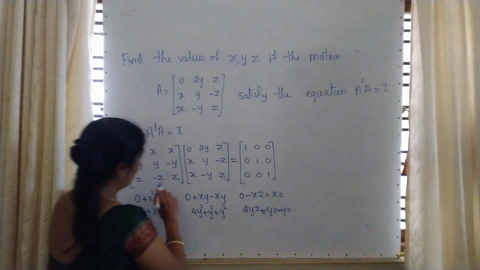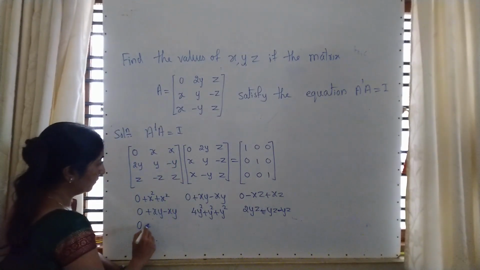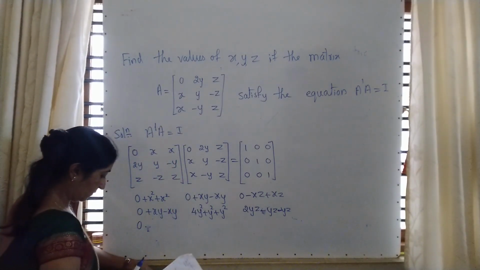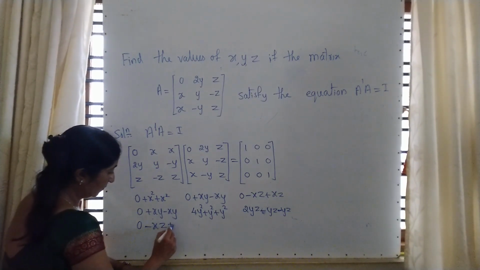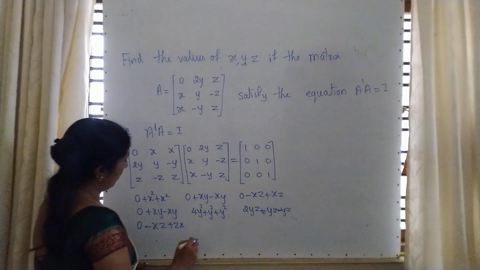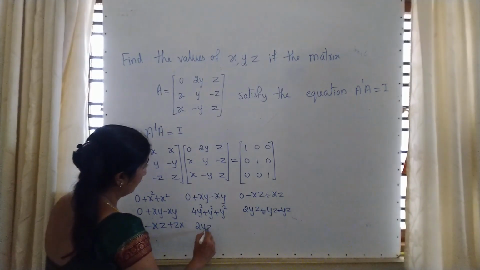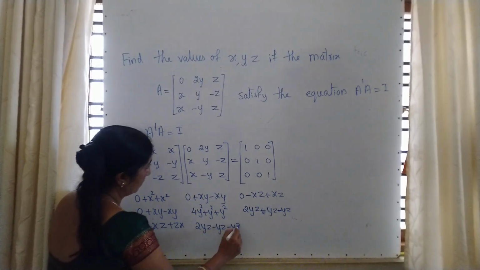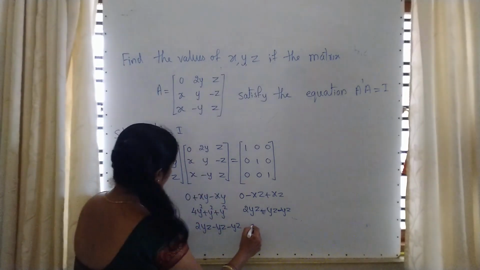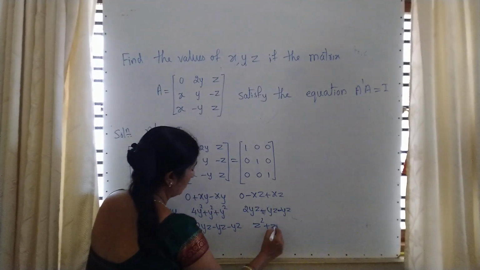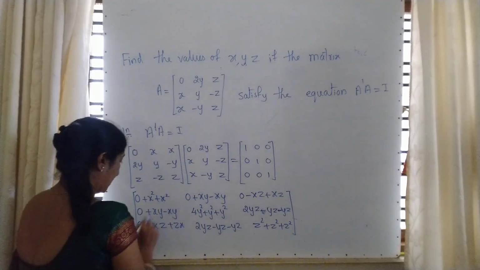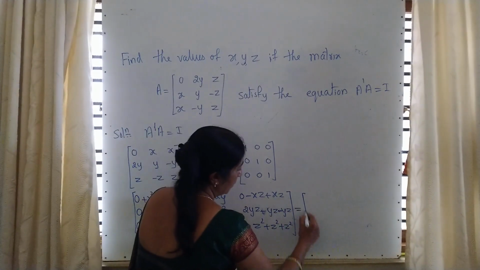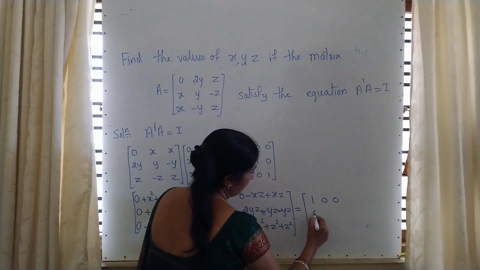Then third row with first column. Then third row with second column. Then third row with third column. And right side, keep the unit matrix as it is.